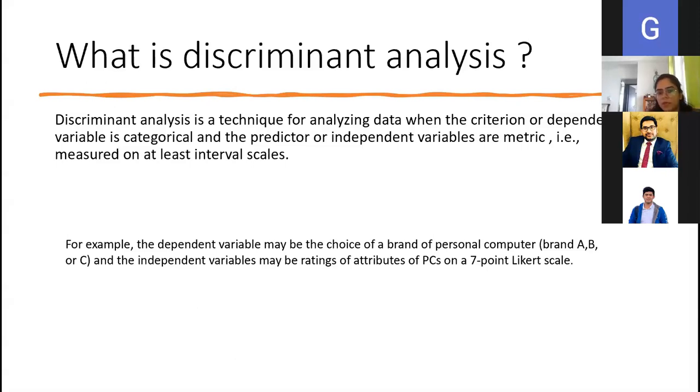And the independent variables may be ratings of attributes of PCs on a 7-point Likert scale. So the independent variable can be how much rating they are giving to that PC. And then the dependent variable, based on these independent variables, we can categorize these people: what is the choice of brand, whether it's brand A, B, or C, these three categories.